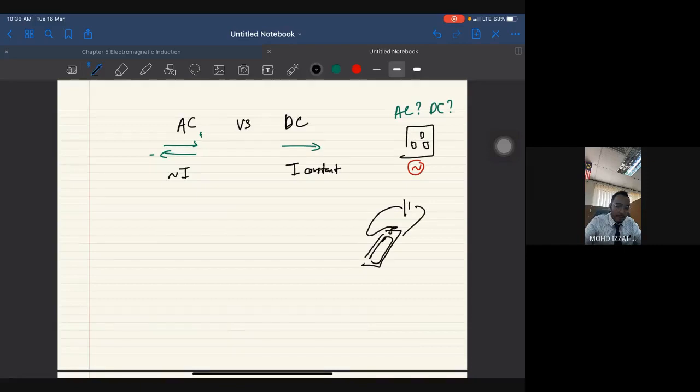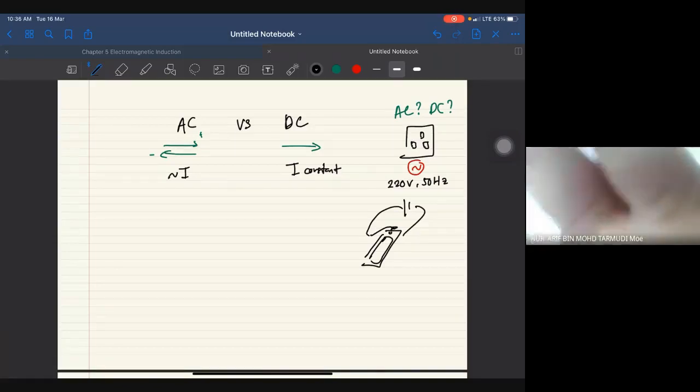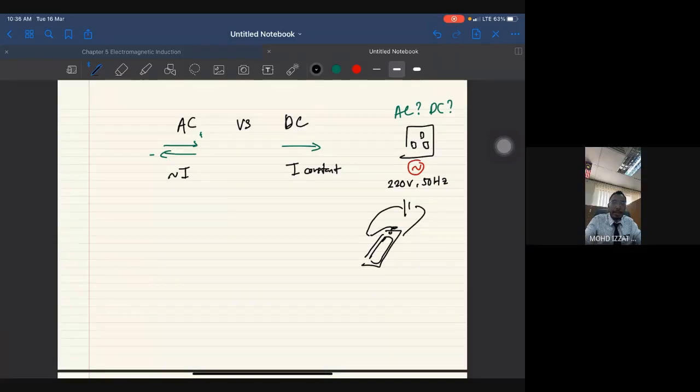Sometimes on a power supply, it will say 220 volts and 50 hertz. What does 50 hertz mean? Frequency. Okay, it means in one second, how many times does the current change direction? It actually changes direction 50 times. So every 1 second it goes backward and forward again 50 times. That is the frequency f.